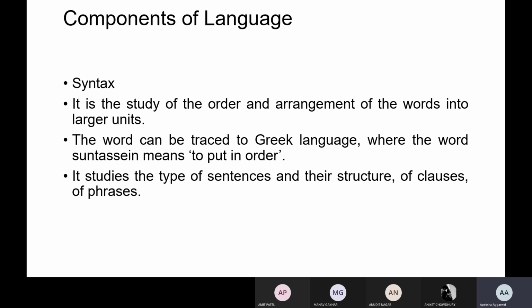Then comes the syntax of a language. All these things we have to understand before giving the whole dataset as an input to the model, because a model needs to learn the words as well as their phonemes, their syntax, their semantics, all the components of language. They should be known by the machine learning model. Then only it will be able to predict correctly, right?